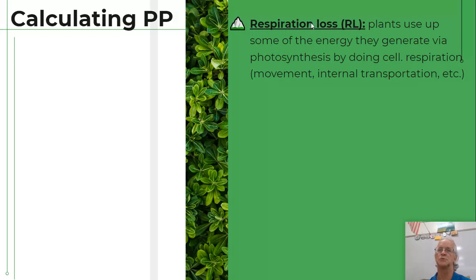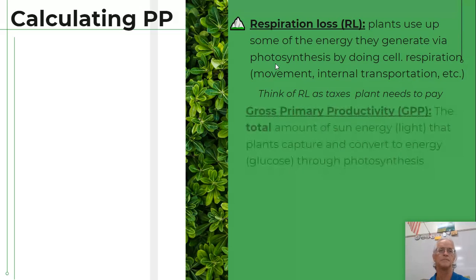One thing you need to know is respiration loss, RL. Plants use up some of the energy they generate by photosynthesis, by doing cellular respiration. In other words, they have to live themselves. They have to move, they have to reproduce, they have to grow. They have to transport things throughout their body, just like we do. Think of respiratory loss as the taxes a plant pays on its paycheck.